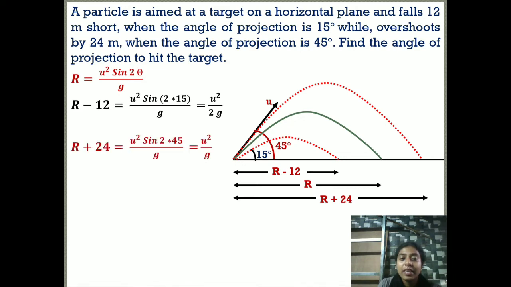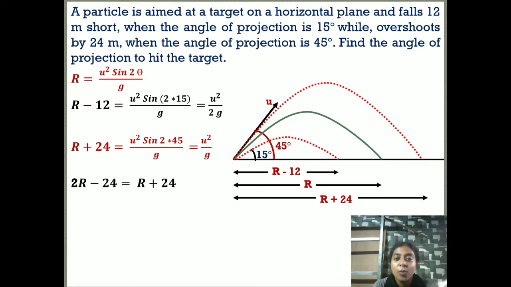Now when theta is equal to 45 degrees, the range is r plus 24. So r plus 24 is equal to u square sine 90 degrees by g, that is equal to u square by g, and the velocity is u. See, the angle of projection is different, but the velocity is the same. Velocity remains the same whatever the angle. That is the condition given in the problem. So u is the same everywhere, only the angle of projection is changing.